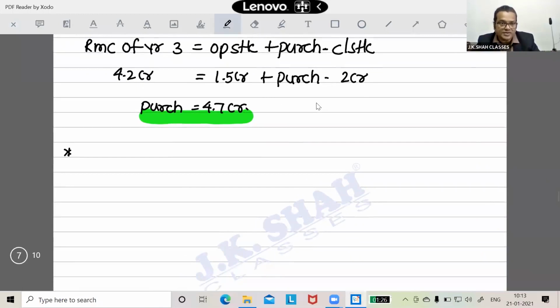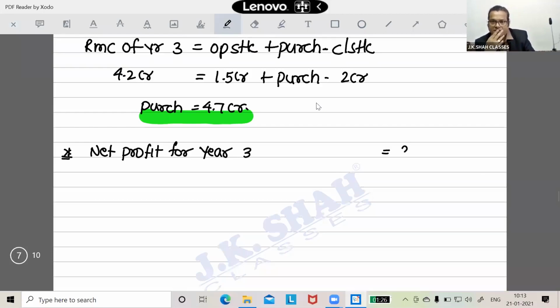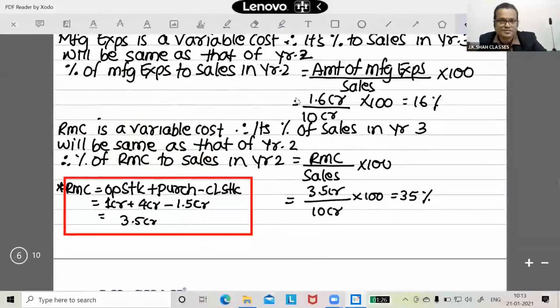So the next part of the working: net profit for year 3, 2 crore 4 lakh. Net profit for year 3 is 2 crore 4 lakh. Now, while calculating this net profit, did you deduct something which is non-cash? Check out.